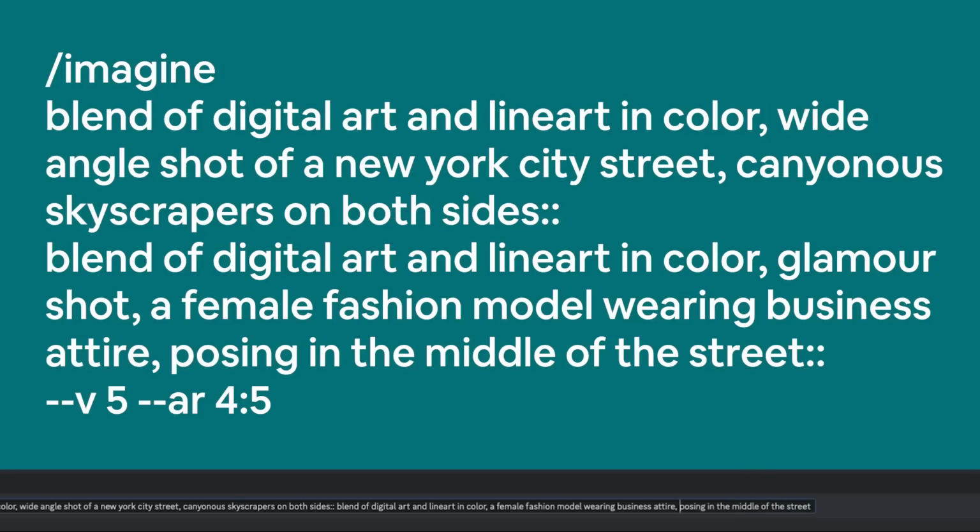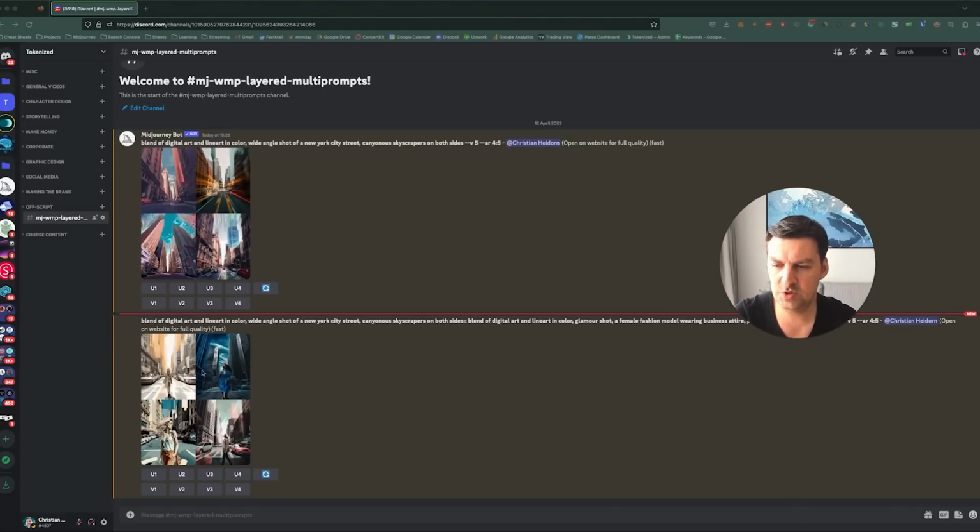And let's maybe add something for the camera angle. I'm going to pick a glamour shot, and then we add a double colon, and I'm going to leave it at the default version 5 aspect ratio of 4:5, and let's have a look. Okay, so let's have a look at these images now.